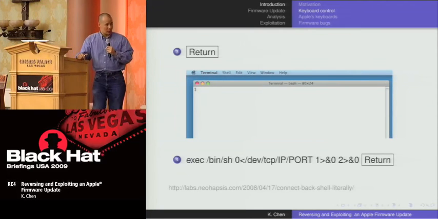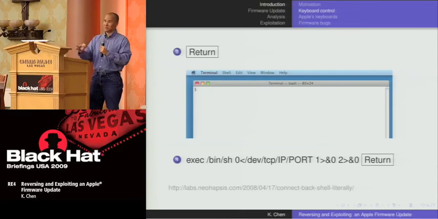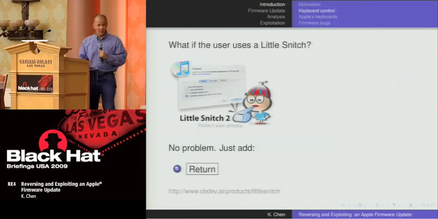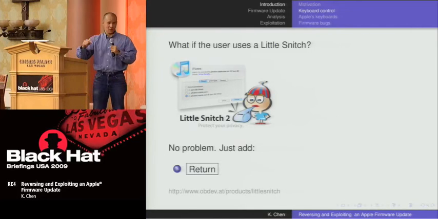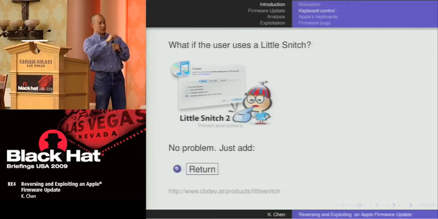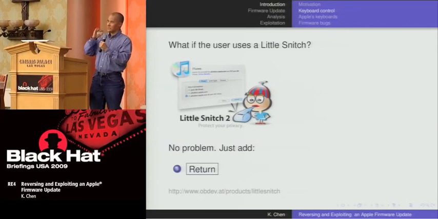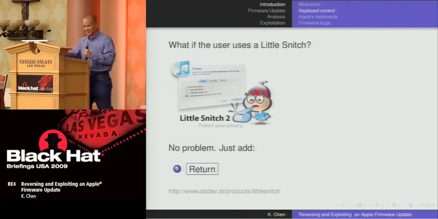Clearly if an attacker has control of your keyboard, that's a bad thing. They can pretty much do whatever they want with your machine. A fair number of Mac users use a product called Little Snitch, a personal firewall. By default, the selection is such that it allows the outbound connection, so this is easily bypassed. In that keystroke stream, we just add an extra return. Boom, Little Snitch doesn't do anything.